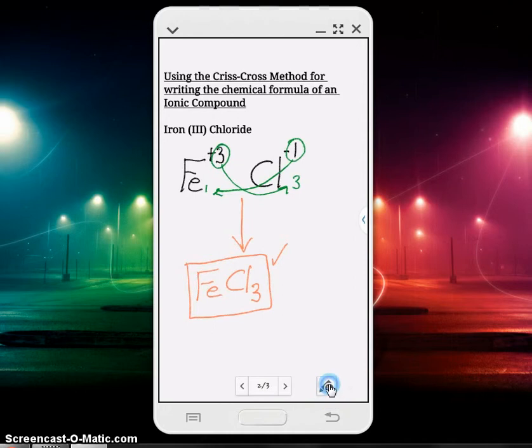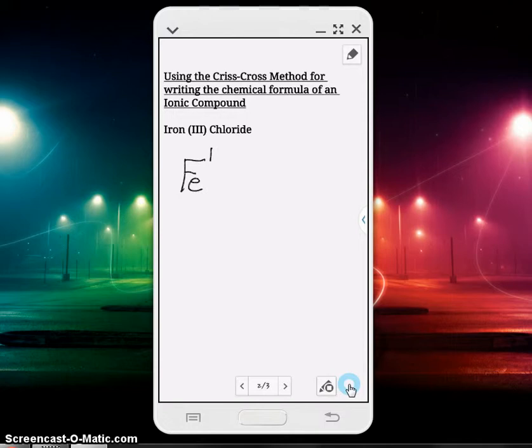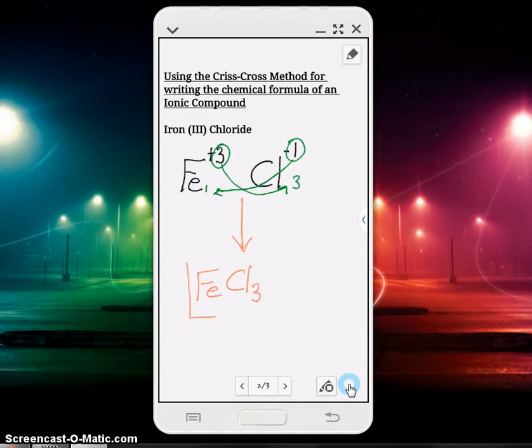Watch one more time. There's the iron +3 ion, and there's chloride -1. Take the electrical charges, swap them. Now you have iron 3 chloride. And again, you don't need to put 1 for the iron, just like you don't put 1x or 1y in algebra.